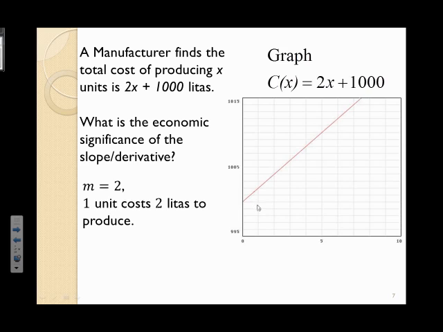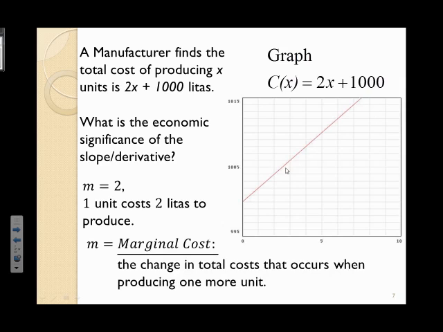And since it's a straight line, we know that even if we make 5 units, the cost to produce each unit is still 2 liters. If we continue the graph off the page here to where x is equal to 10, the cost to make 1 more unit is still 2 liters. And this is the marginal cost. Hopefully you remember this term from your Intro to Business class. It's the change in total costs that occur from producing just 1 more unit.